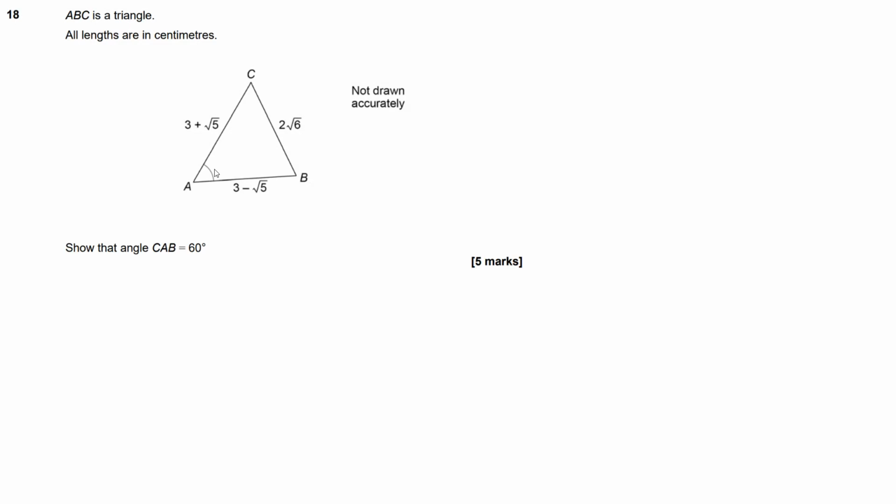Show angle CAB is equal to 60 degrees. So this is kind of just like reverse cosine rule, I guess you could say. So you should know cosine rule, it's this. So a squared, which is this point here, equals b squared plus c squared minus 2bc cosine of this angle here. Just plug in the values. It doesn't matter what b and c are here, just put it in.